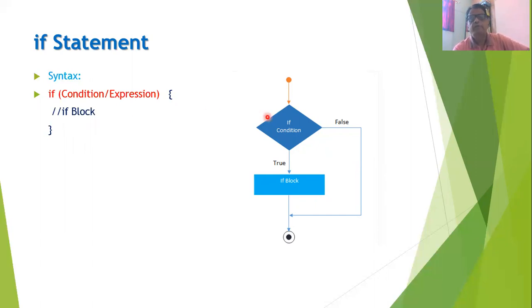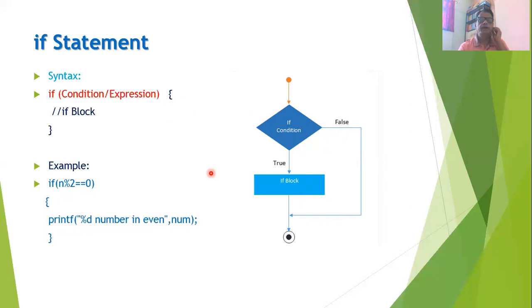Initially we will check the condition. If the condition returns a true value, then the if block of the statement will be executed, and then the control of execution will be transferred to the next statement. But if the condition is false, then the control of execution will directly be transferred to the next statement. That is, when the condition is false, this if block of statements will never be executed.